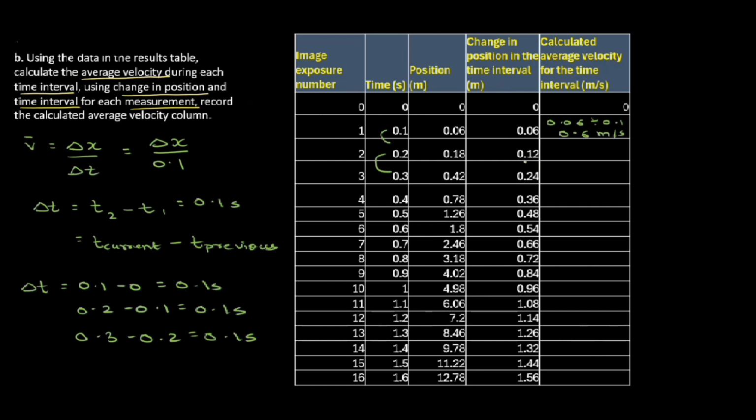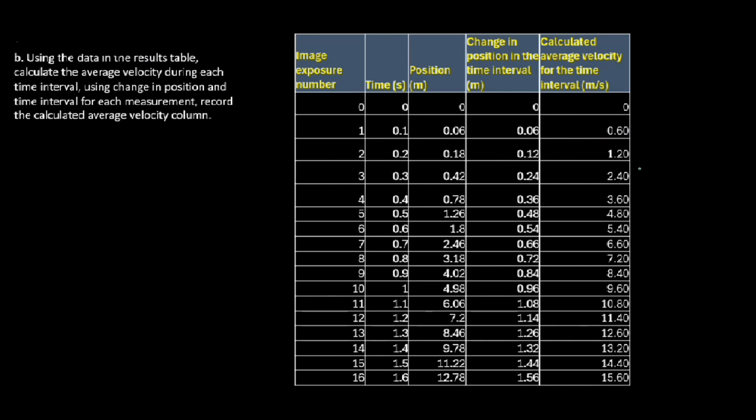Do the same thing with 0.12. Divide this by 0.1. You will get the velocity as 1.2. Then do the same thing with the next one. Divide this 0.24 by 0.1. The average velocity becomes 2.4. So repeat the same steps for the rest of the values of change in position to calculate average velocity. And when you do that, you get these values for your average velocity v bar. So this completes part B of the question.